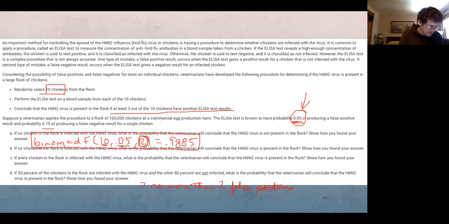So I'm going to create room here. All right, now we get to the next one. If no chicken in the flock is infected with the H6N2 virus, what is the probability that the veterinarian will conclude that the H6N2 virus is present in the flock? And show how you find your answer. You guys can answer this. What's the probability that they will conclude that it's present?